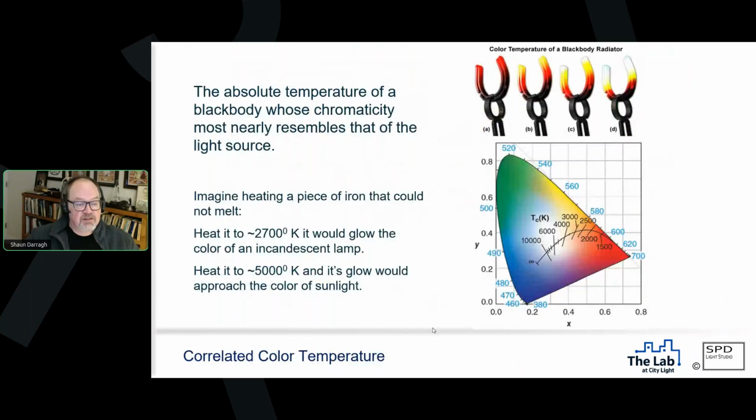Another way that we talk about this is something called correlated color temperature, CCT. And this is basically how warm or how cool we perceive the light source around us, basically white light. But imagine if you took a hunk of iron that would never melt and you kept heating it. If you heated it to 2700 Kelvin, it would glow much like an incandescent lamp. If you heated it to 5000 Kelvin, it would glow or incandesce very much like the color of the sun, right? That's where this comes from.